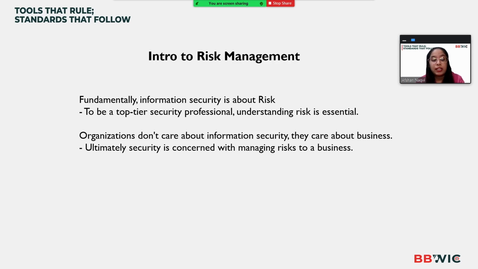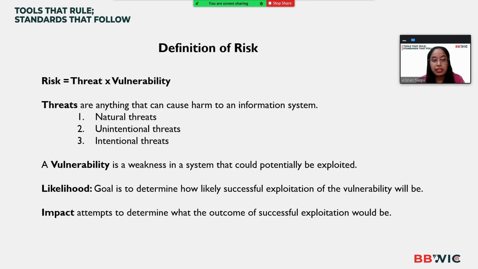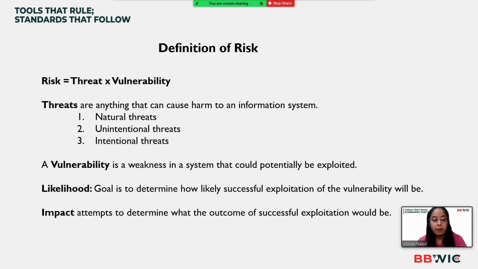So in order to understand how to effectively manage risk, we have to first understand what risk itself is. So let's see the definition of risk. Here is a simple definition of risk associated with information security, that is risk is equal to threat into vulnerability. Threats are anything that can cause harm to an information system. There are three main types of threats. The first one is natural threat, the second one is unintentional threat, and the last one is intentional threat.